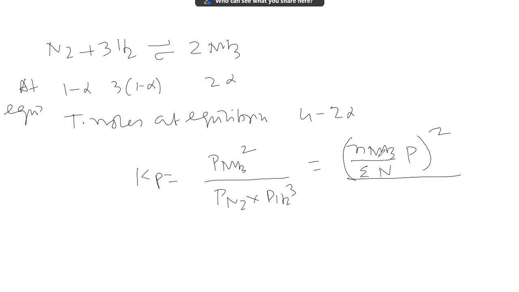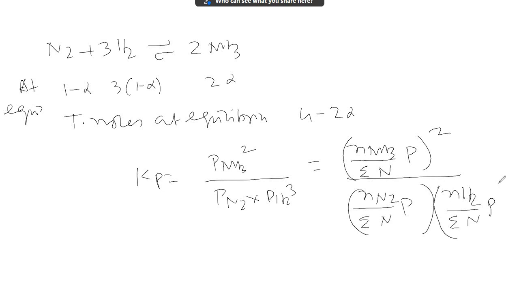Kp is equal to moles of ammonia by total moles into total pressure, whole square. PN2 will be what? Moles of N2 into P by sigma n, and PH2 is moles of H2 by sigma n into P. Sigma n stands for total moles, P stands for total pressure. Okay, see, this is not yet complete. I will complete it now. Look at how I am doing it.